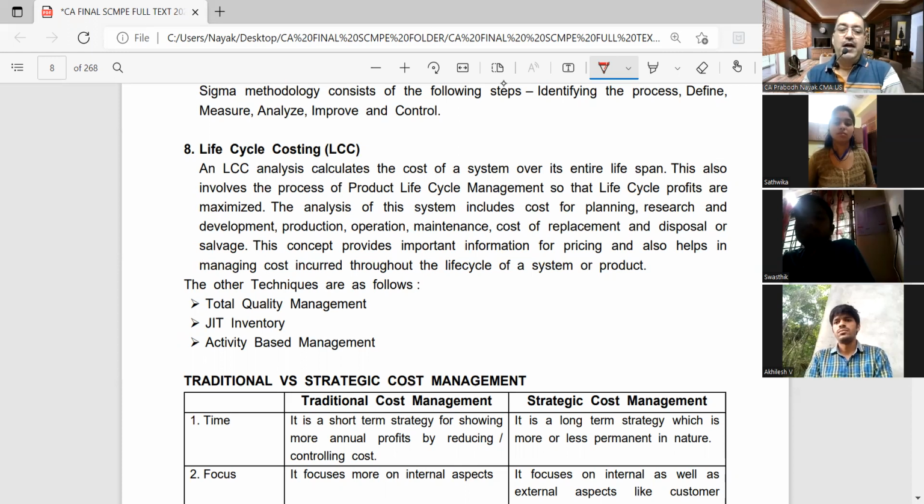Likewise, you are having some other concepts like total quality management, TQM, which is again a major question in your examination. There is a separate part which we are devoting for TQM. We'll come to that. JIT inventory, just in time. You have done this in Inter also.